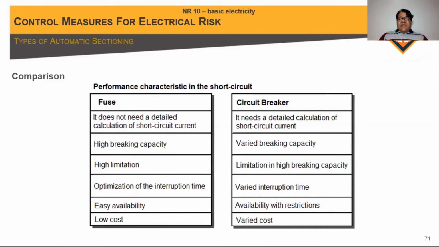For the fuses, high limitation. For the circuit breakers, limitation in high breaking capacity. For the fuse, optimization of the interruption time. And for the circuit breaker, varied interruption time. Fuse, easy availability. And for circuit breakers, availability with restrictions. For the fuse, low cost, most of the time. And for the circuit breakers, it depends, varied cost.